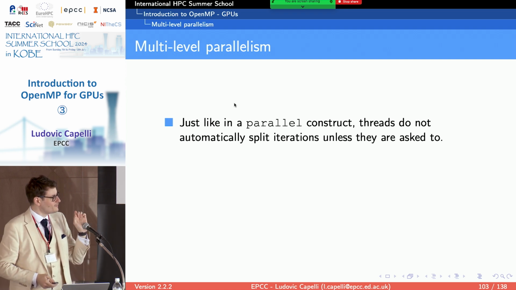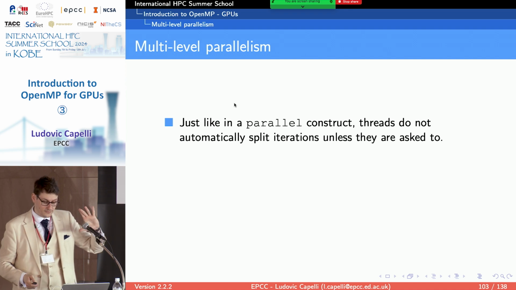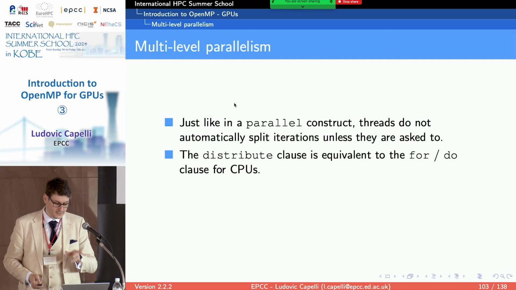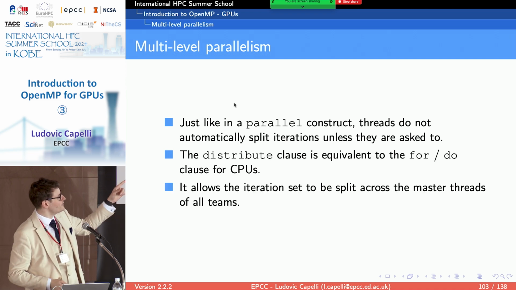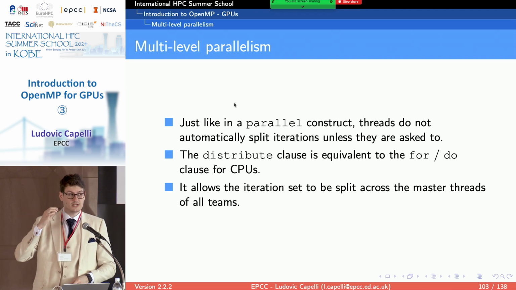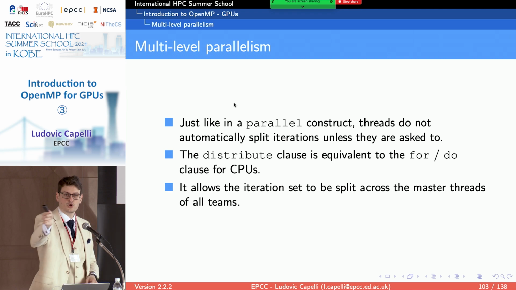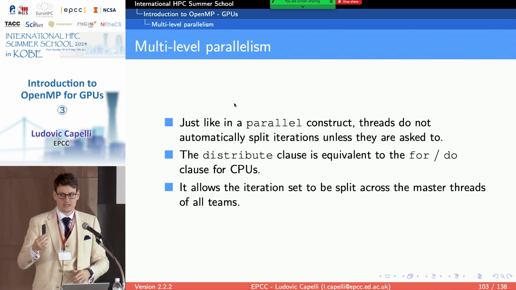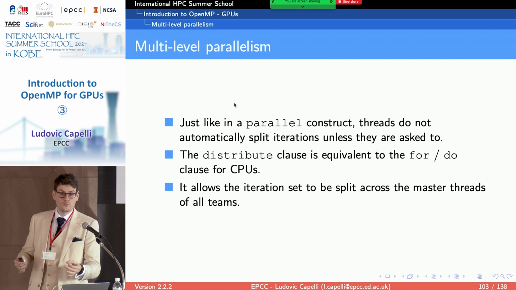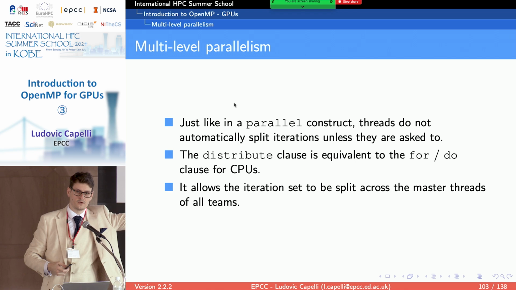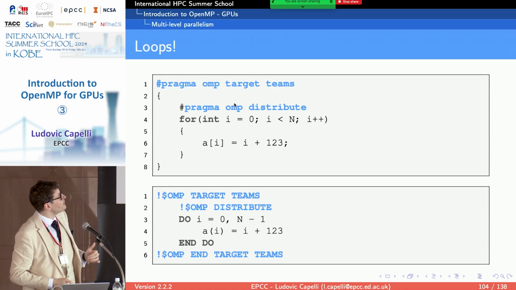Except that if you want to distribute, you just need to call the distribute clause. Is it a clause? Yeah, it's a clause. And that's going to split the iterations across the master thread of each team. Okay, so it's like per room, you have 1 leader, and you're going to go and see that leader, even if there are 50 people in the room, and say, hi, your room will have these 30 iterations to do, and you go see the next leader in the next room. Okay? So this is how you can do it.